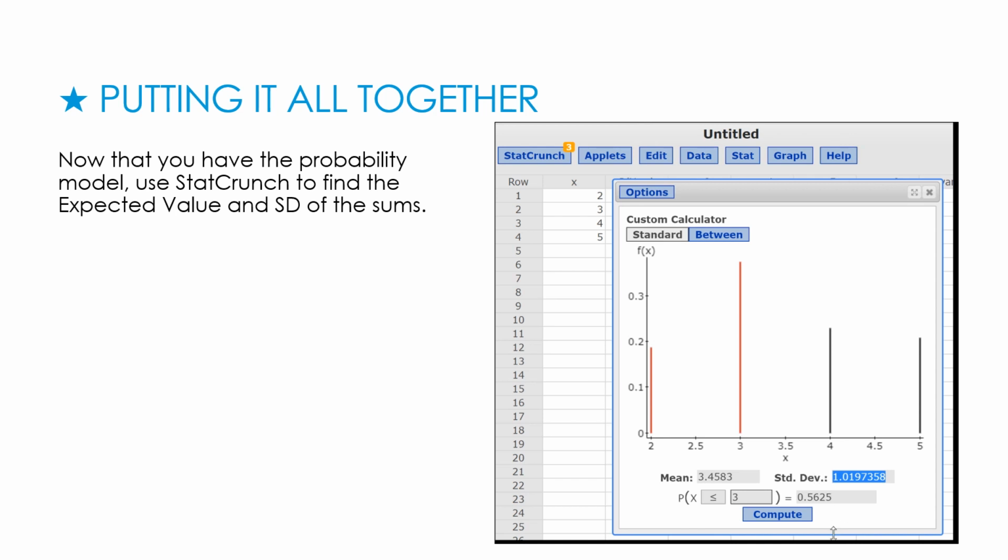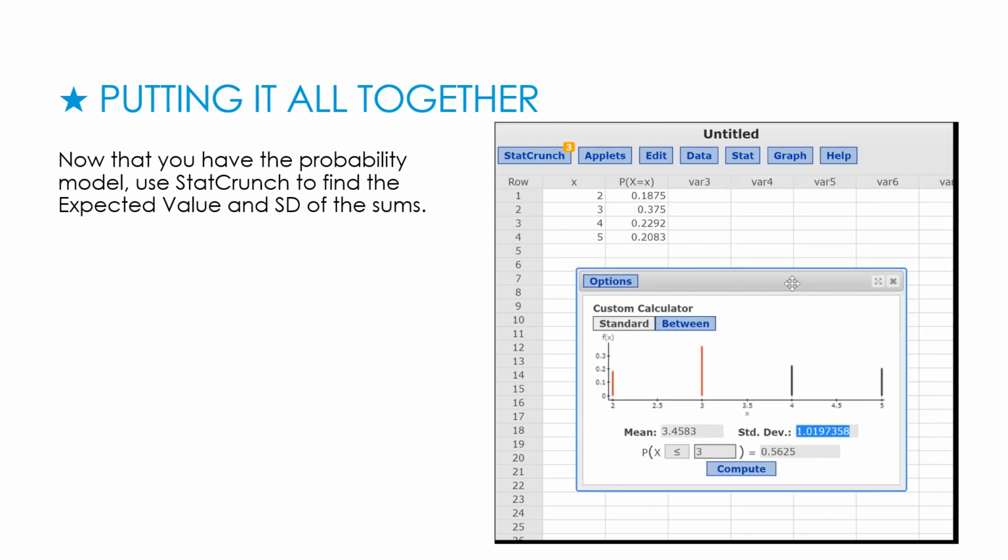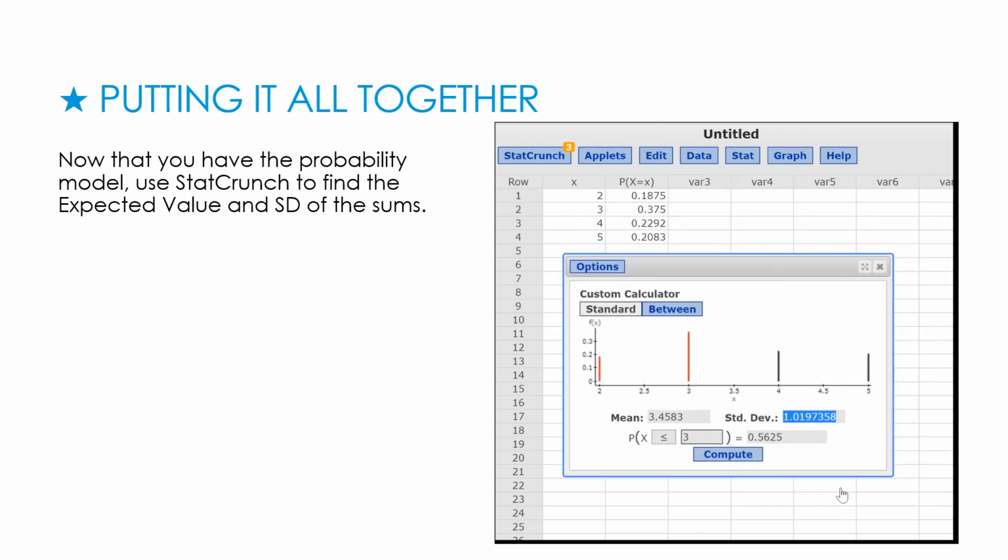1.019738. And if I were doing this for an assessment, which you will have to do, I would make sure that it all fit on the same screen so I could see your probability model fully and your mean and standard deviation that StatCrunch has calculated. And then I would just take a screenshot of that area.